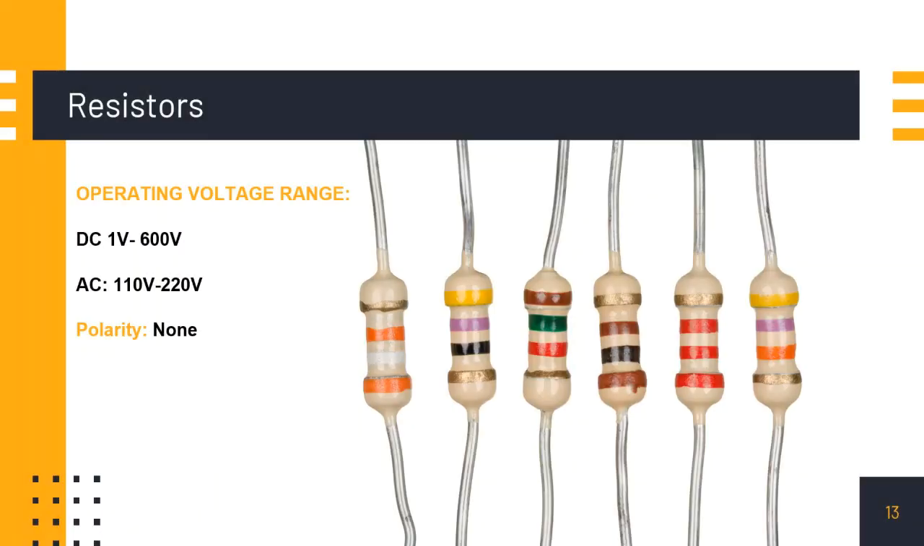The next one are resistors. These are the most commonly used electronic component in the circuit. They work as circuit breaker, they work as voltage regulator. ठीक है, इनकी जो रेंज है, that is from 1 volt to 600 volt in DC, in AC 110 volt to 220 volt, and इसके अंदर polarity नहीं होती. It does not have negative or positive wires. Both the sides are of same terminal, so you can connect it कैसे भी आप इसे connect कर सकते हो in any way, in any format you want, right?